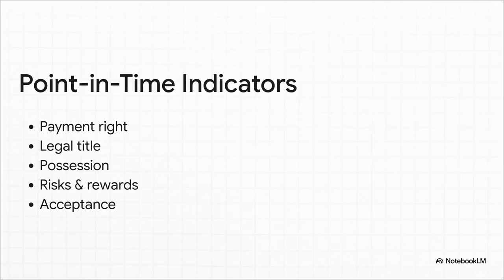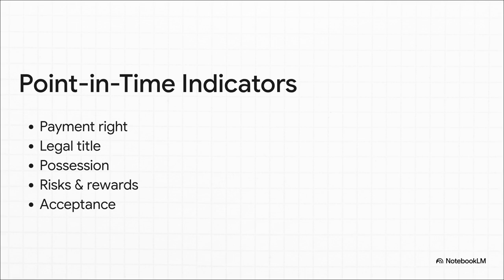Since we are in the point-in-time bucket, we have to play detective and find the exact moment control transfers. ASC 606 gives us a set of indicators for this. We look for things like, when does the entity have a present right to payment? When does the customer actually get legal title or physical possession? Have the significant risks and rewards transferred? Has the customer formally accepted the asset?